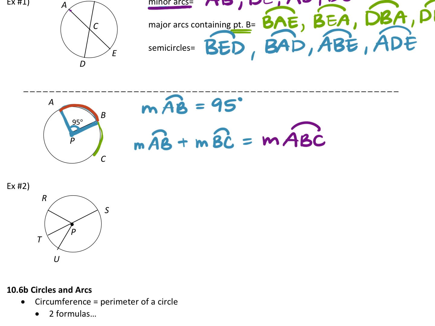We kind of did that with the segment addition postulate back in chapter 1, and we did it with the angle addition postulate back in chapter 1. This is the arc addition postulate. If you take two parts and you add them together, you get the whole thing.